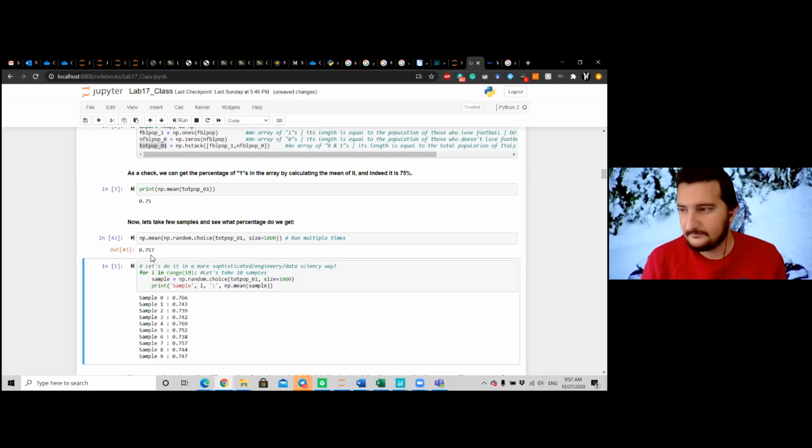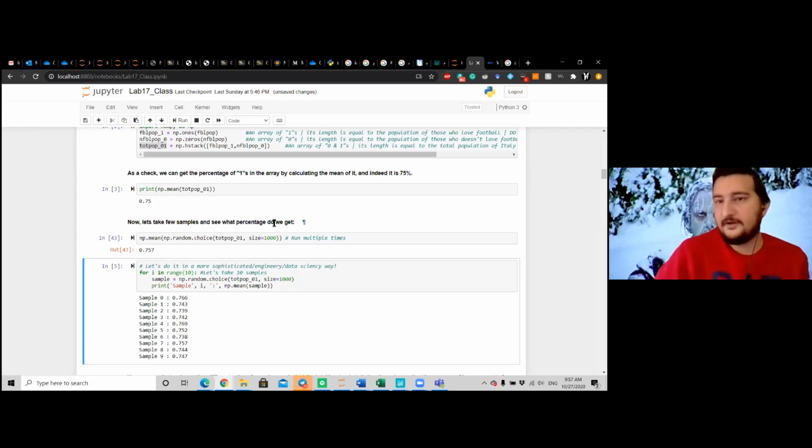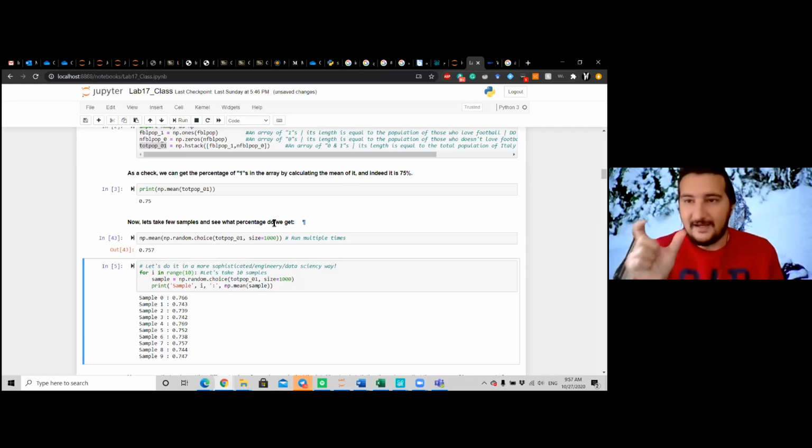Different. I expected different. Okay. We are good on the fundamentals then. Exactly, because we are randomly selecting only 1,000 members out of a population of 60 million people. So we expected to get different numbers.